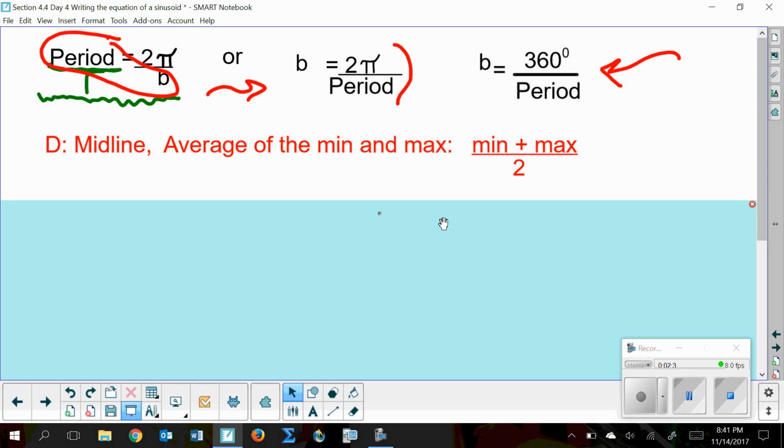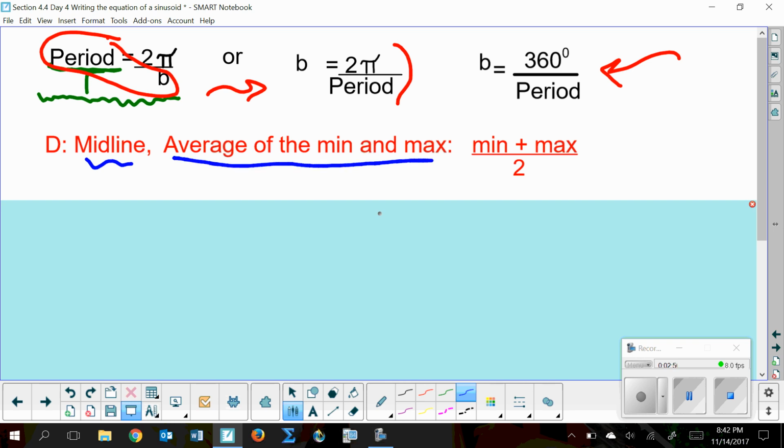To find the d, there are a couple of ways. One is it's pretty easy if it gives you the midline. You can clearly see it. There's your d value. You don't have to do much work. Another way is that the d, or the midline, the middle line, is the average of the min and the max. To find an average, you add two numbers together and divide by 2.